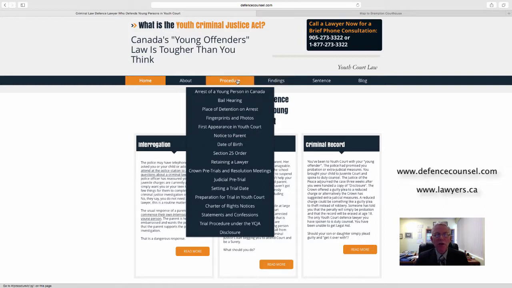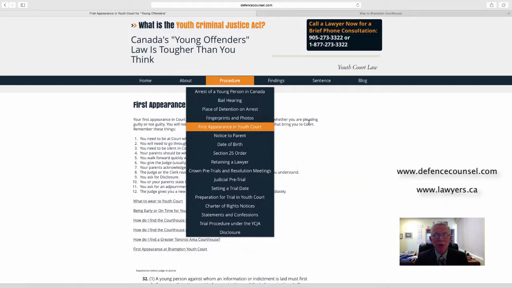This menu gives you details about procedural aspects of young offenders law in Canada, starting with the arrest of a young person and moving to a bail hearing in situations where the police are seeking to hold the person in custody. There's a lot of information at this site about fingerprints and about first appearance in youth court.